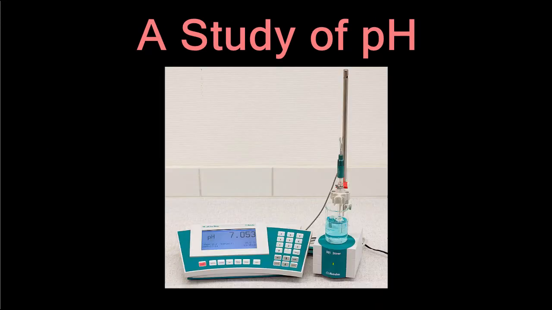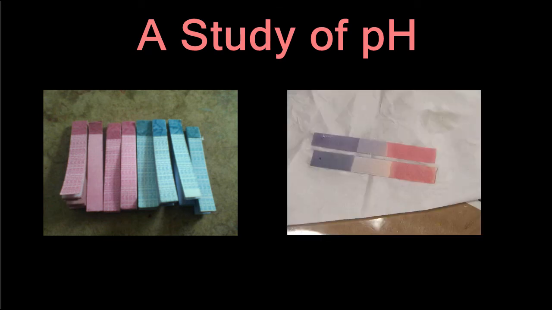pH is most accurately measured using a pH meter. We don't always have access to this type of technology, so sometimes we're forced to use simpler methods to measure pH. Litmus paper is a type of indicator paper that can tell you whether a solution is acidic or basic. Litmus paper turns blue in the presence of a base. It turns red in the presence of an acid.